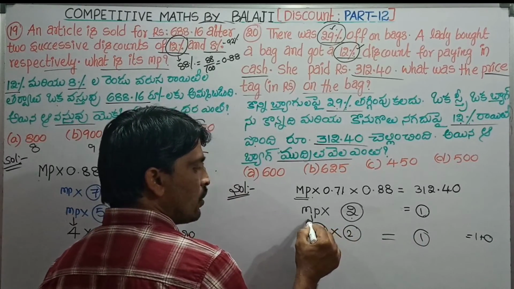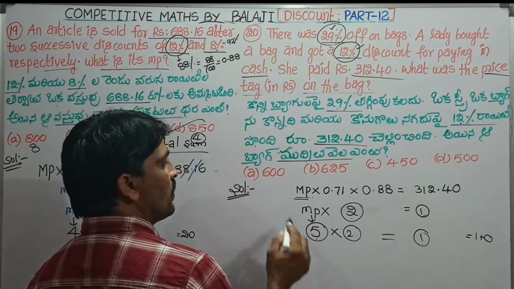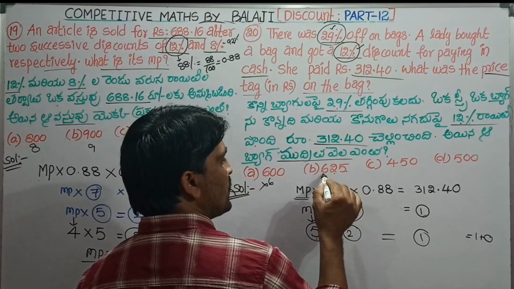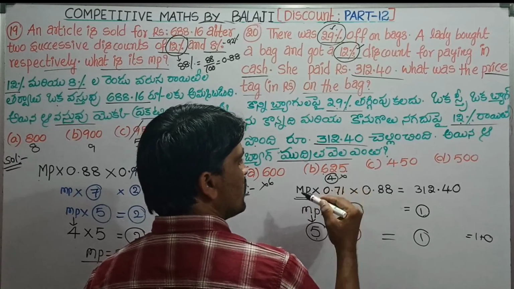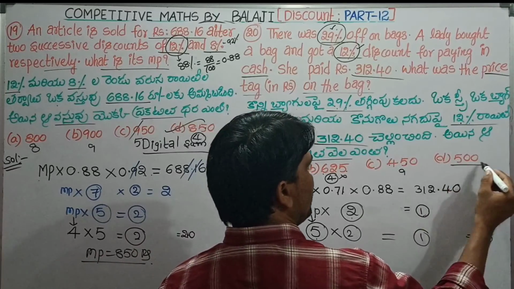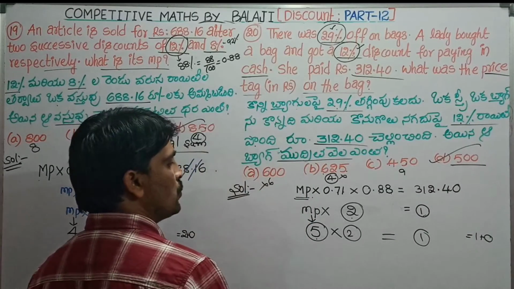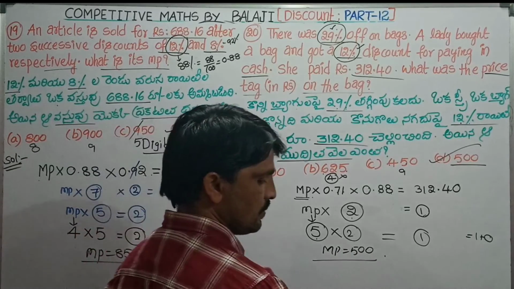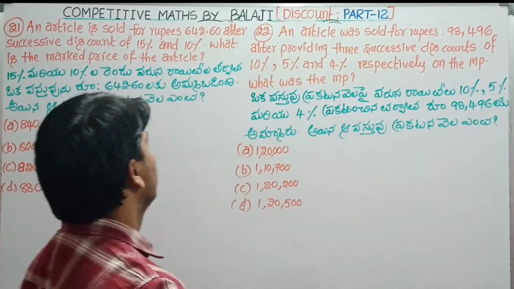So the market price digital sum must be 5. The first option has digital sum 6, not the answer. Next, 5 plus 2 is 7, 7 plus 6 is 13, digital sum 4, not the answer. 4 plus 5 is 9, not the answer. Only option D has digital sum 5. So the answer is 500. MP is equal to 500 rupees.